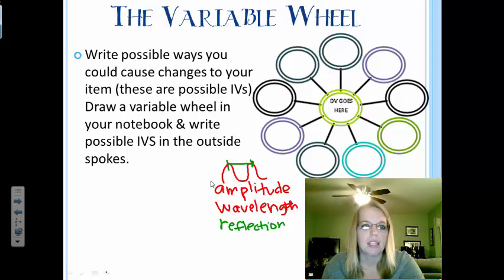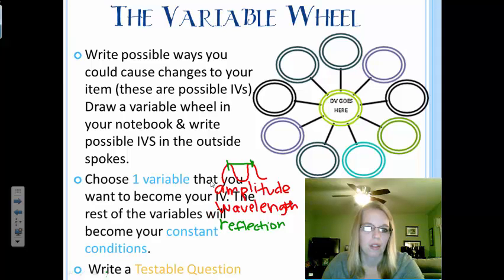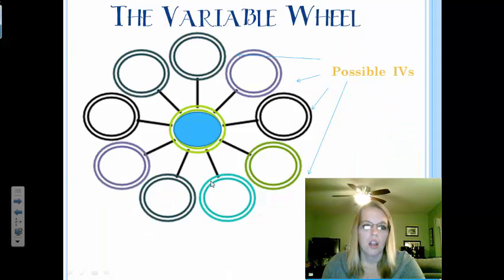So we basically did that, and now we need to write possible ways you could change your item. We need possible IVs. So what I need you to do right now is draw this variable wheel, put a circle here, and we'll put a DV in there. We'll put the green one, reflection. And then we're going to draw these spokes here. So I'm going to turn the page, and you'll see what I mean. So here's the variable wheel that I need in your notebook. If you haven't done it yet, please pause the video.